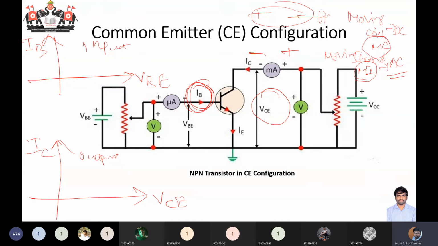An MI instrument does not have any sign. You can connect to any of the terminals. Whereas for DC instruments, or MC type of instruments, the terminals are very important. If you reverse connect the terminals, your pointer will move below 0 and will break. Your instrument will get damaged.